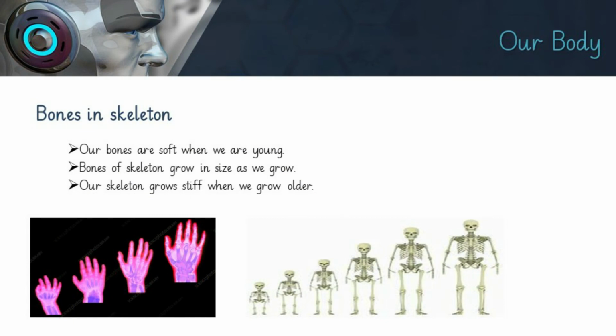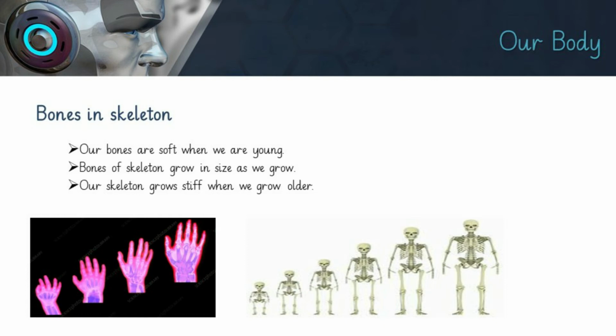Now let's discuss some details about the skeleton. Bones in skeleton. Our bones are soft when we are young. Bones of the skeleton grow in size as we grow. If you look at the given pictures, you can observe in the very left picture hands of different sizes, starting from the hand of a child and growing along with the passage of time. A child's hand is soft and its bones are also comparatively soft, but with the passage of time it grows in size and the bones also grow in size.